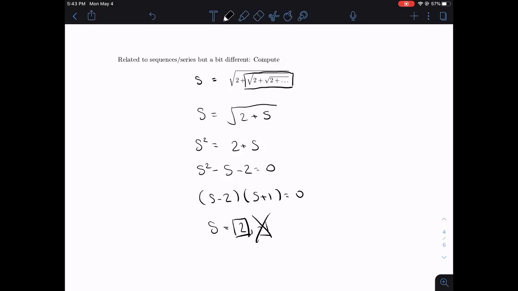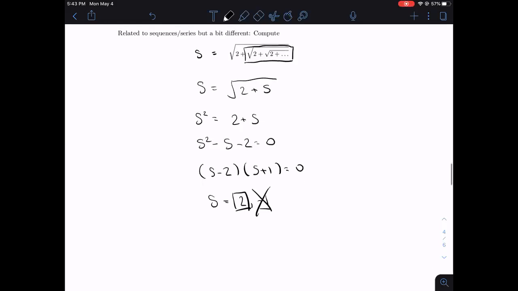Oh yeah, you might have learned it at AOPS. That makes sense. All right.